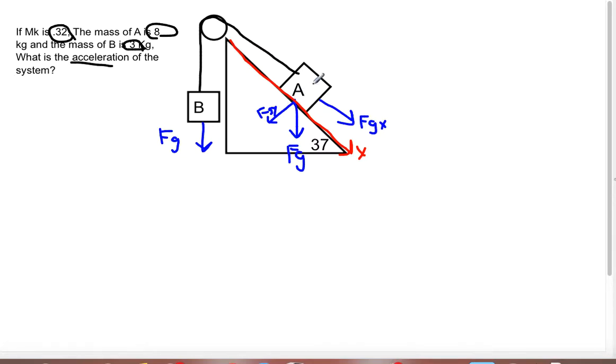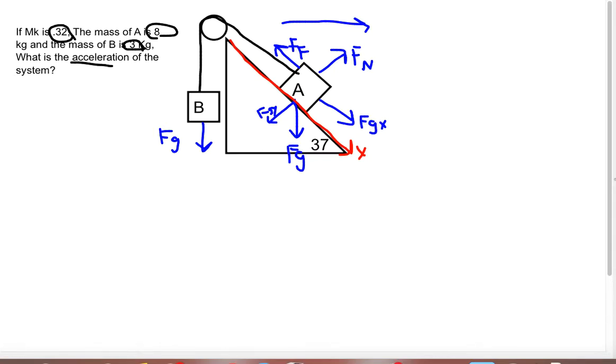Now, since A is pushing on the inclined plane, we know that the inclined plane is going to be pushing back on A with a force that we call the normal force. The last force we need to add is the force of friction. The force of friction is going to be opposing our motion. In this case, I think our motion is going to be going this way. So our force of friction will be opposing that, and we will write him right here.